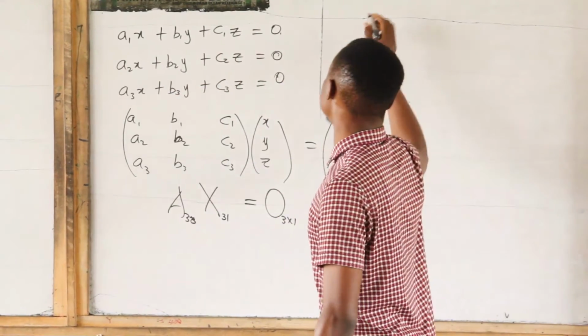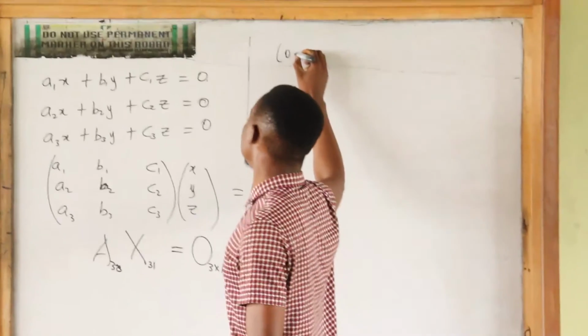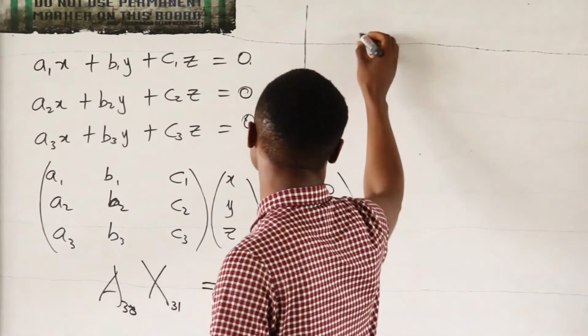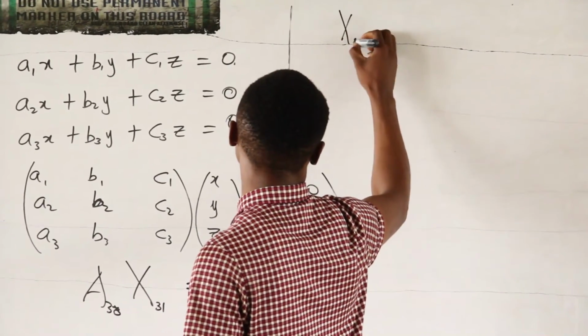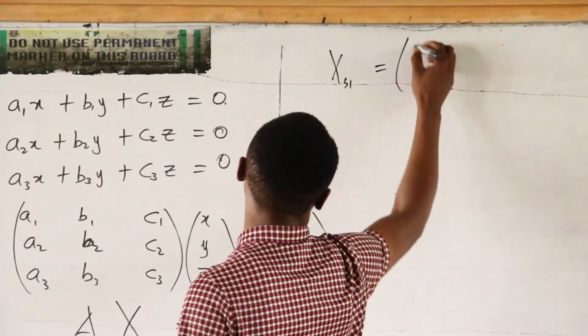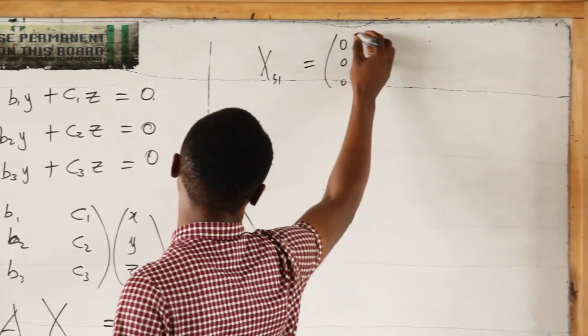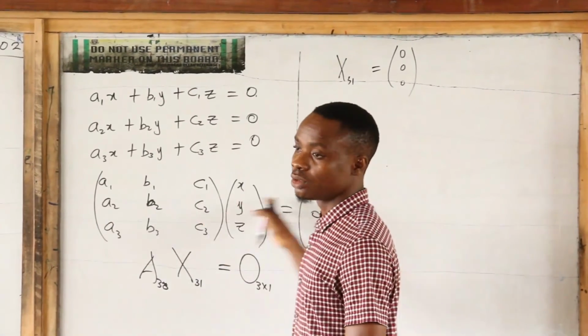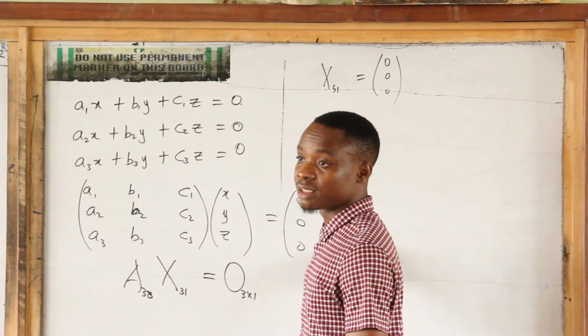So definitely this is going to have 0, 0, 0. That means in this case, I can have my X, 3 by 1, to be equal to 0, 0, 0. Because, of course, when I multiply this by 0, 0, 0, it gives me what I have on this side. Does it make sense to you?